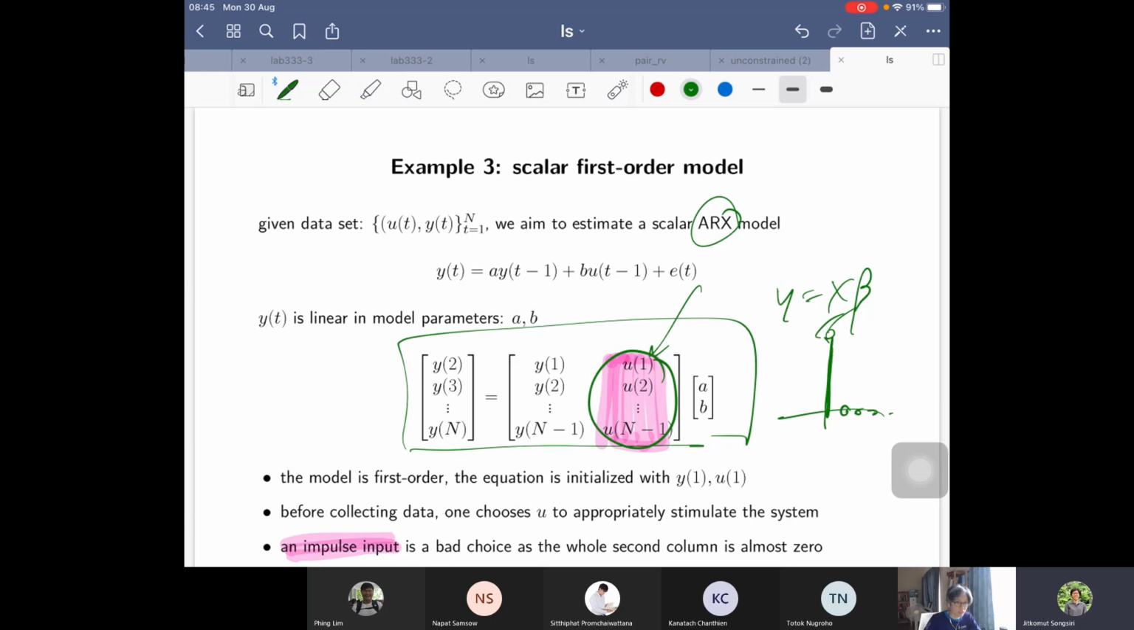We will see later that this creates a property of the regressor matrix X that makes the problem hard to determine beta. That makes sense, because an impulse input doesn't give any information to stimulate the system. You put zero almost all the time. How are you going to get rich information from the output signals that allows you to estimate the model?